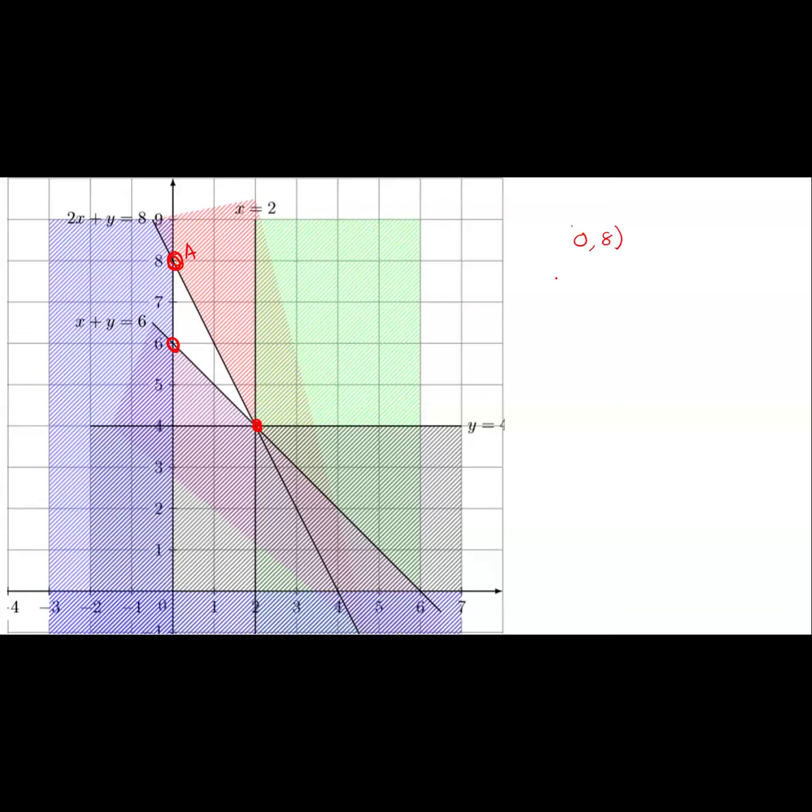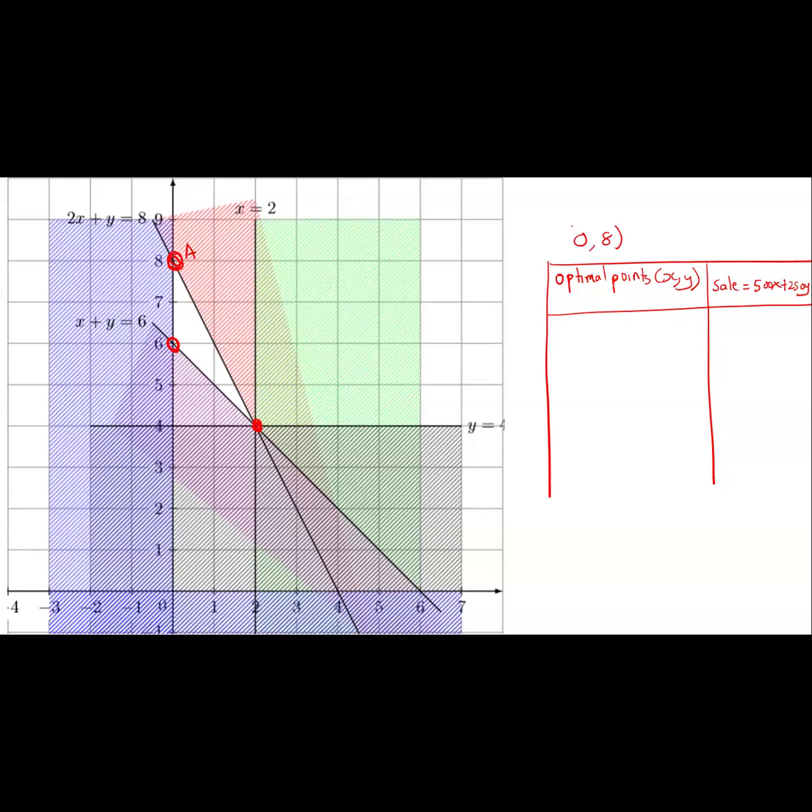Now what you do, when you are extracting them, have your table drawn and say, my optimal points. And then I put X and Y. This is the table I told you. Then here you have your function. Let me say the sales is equal to maybe 500x plus 250y. This is the table; any point you extract, you put here. The first one I've extracted is (0, 8).